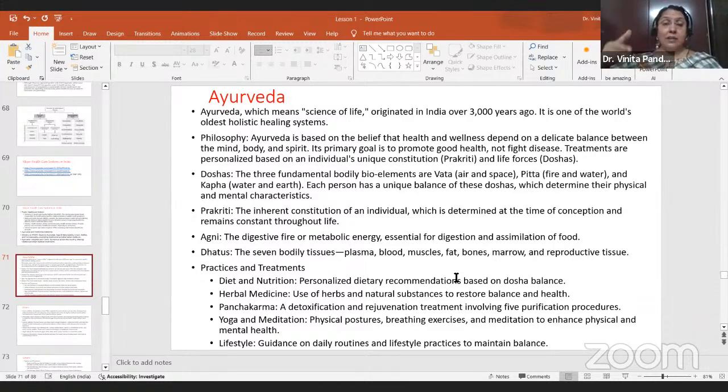Right. So here, in treatment and in the diagnosis of the disease, hereditary factors are being considered. And that is why Ayurveda as a system is not concentrating only on the present physical body. It is trying to take into consideration multiple dimensions. So Agni, the digestive fire or metabolic energy, is essential for digestion and assimilation of food.